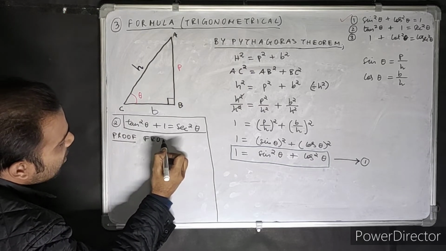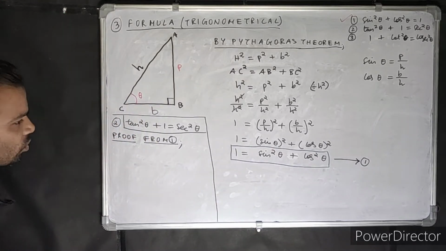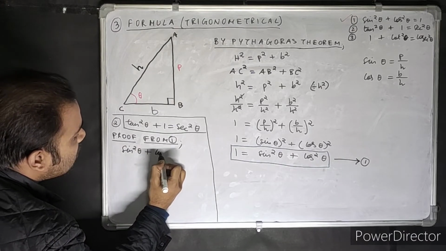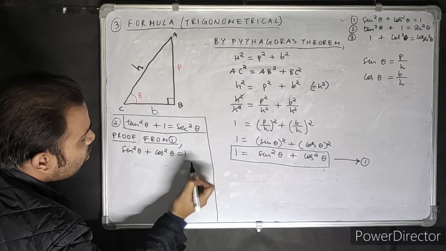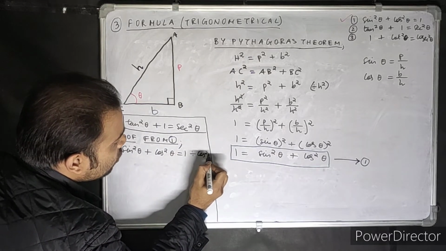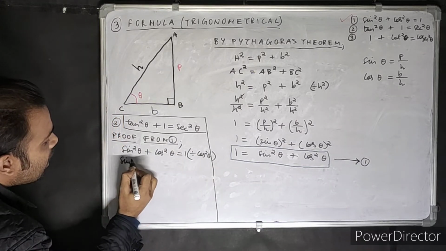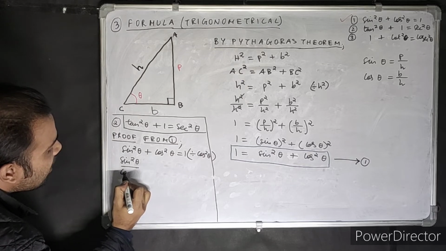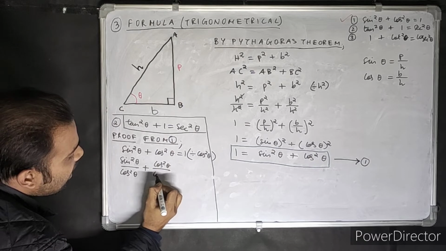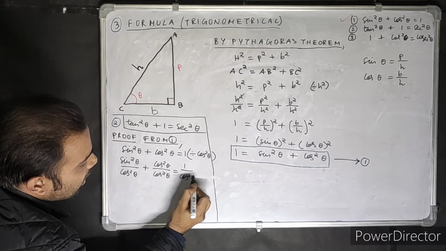From 1, I start with the equation 1. What is my equation 1? Here. Sine square theta plus cos square theta equal to 1. So I write sine square theta plus cos square theta equal to 1. And I divide the whole equation with cos square theta. So I write sine square theta divided by cos square theta plus cos square theta divided by cos square theta is equal to 1 by cos square theta.